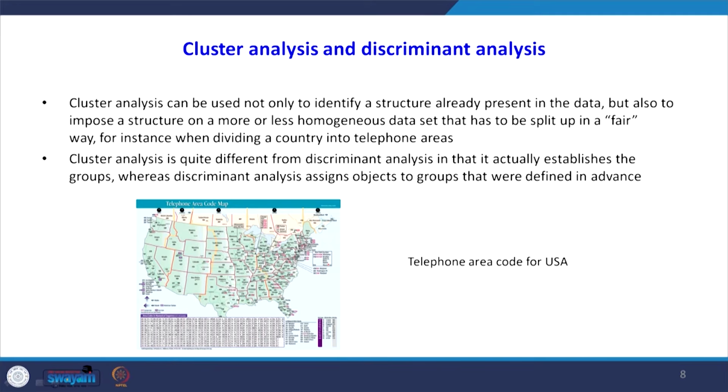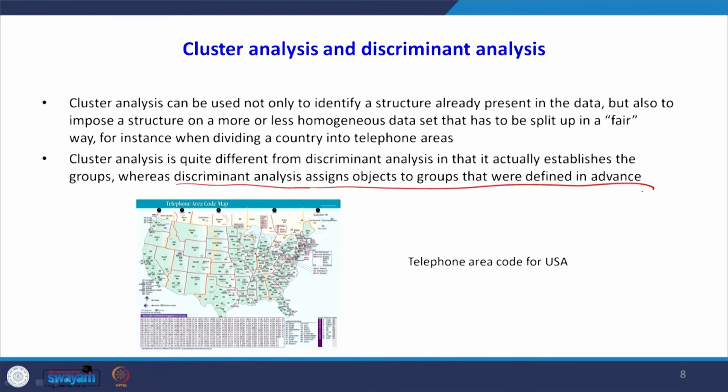Cluster analysis is quite different from discriminant analysis in that it actually establishes the groups, whereas discriminant analysis assigns objects to groups that were defined in advance. That is a major difference. Discriminant analysis assigns objects to groups that were defined in advance, but in cluster analysis it is not the case.